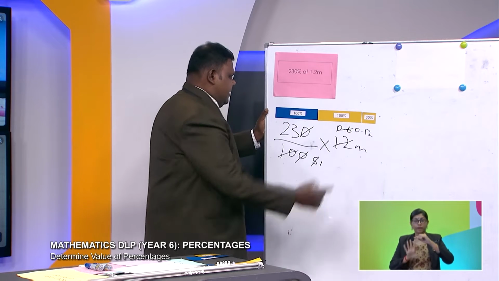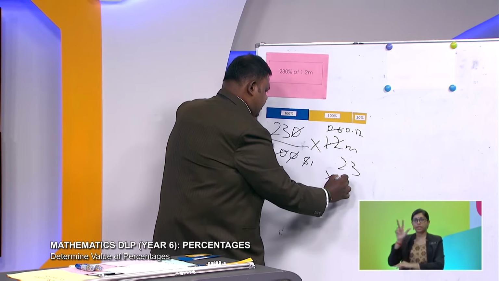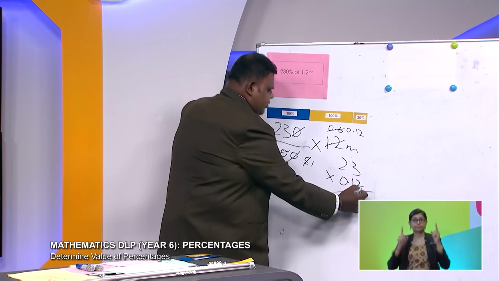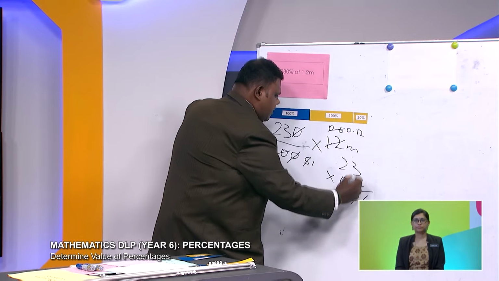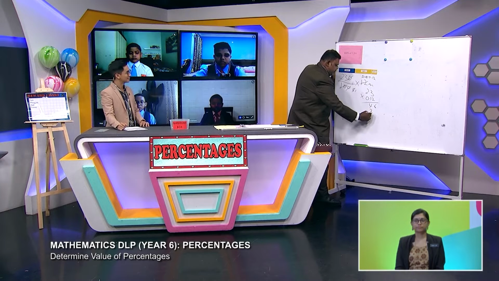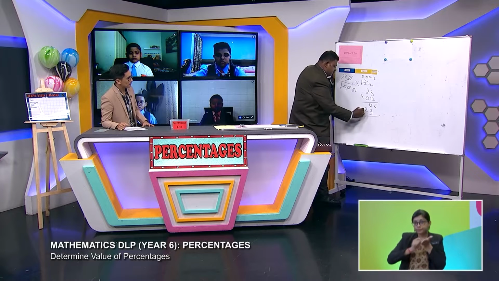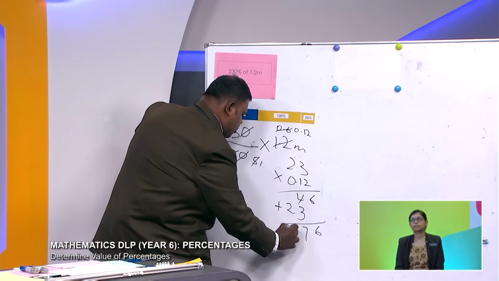0.12. Very good. Then you can multiply 23 times 0.12. Okay, you can multiply this. 3 times 2 is 6. 2 times 2 is 4. 3 times 1 is 3. 2 times 1 is 2. Then you add these two, you will get 6. 4 plus 3, 7. And 2.